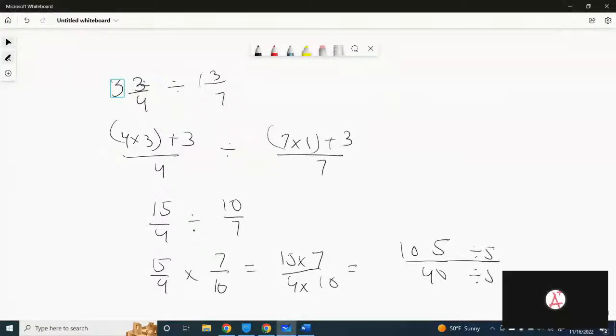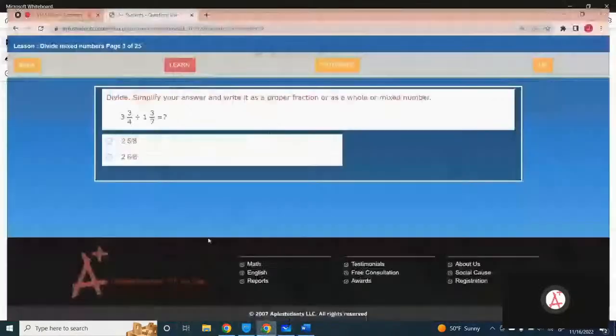It would be then 21 over 8. So just divide them. 8 times 2 is 16 and you have 5. It would be 2 whole 5 over 8. Got it? It would be 2 whole 5 over 8. Got it now?